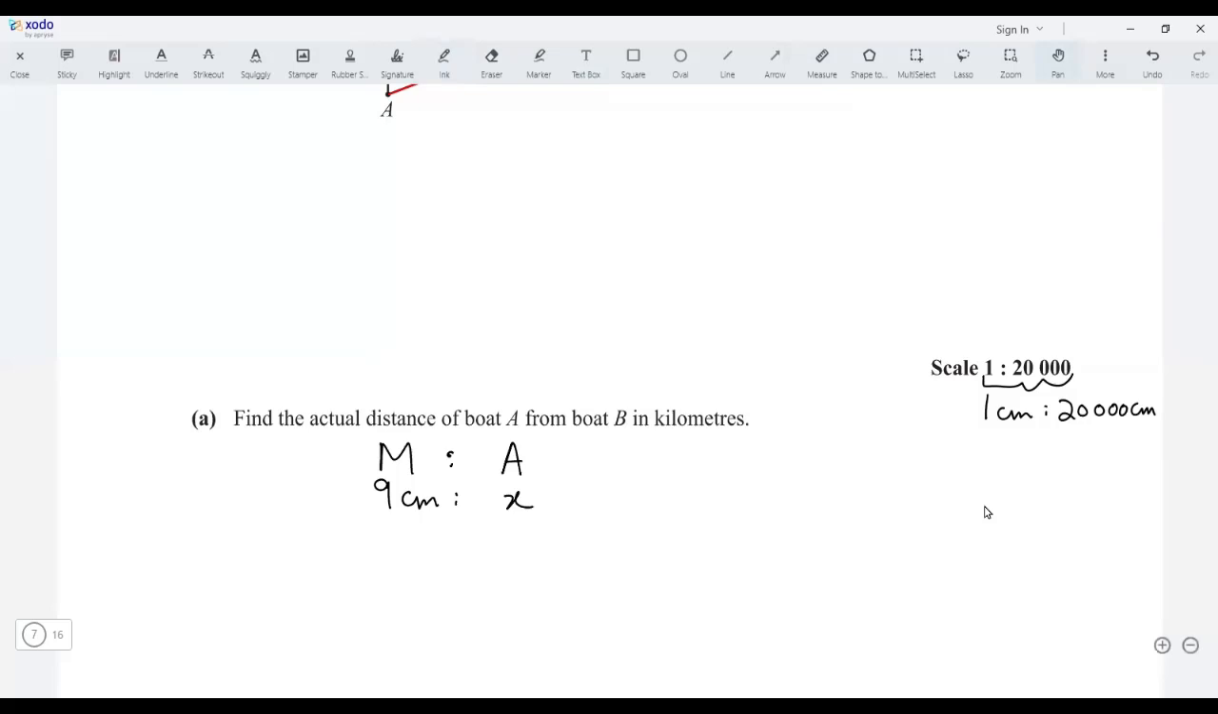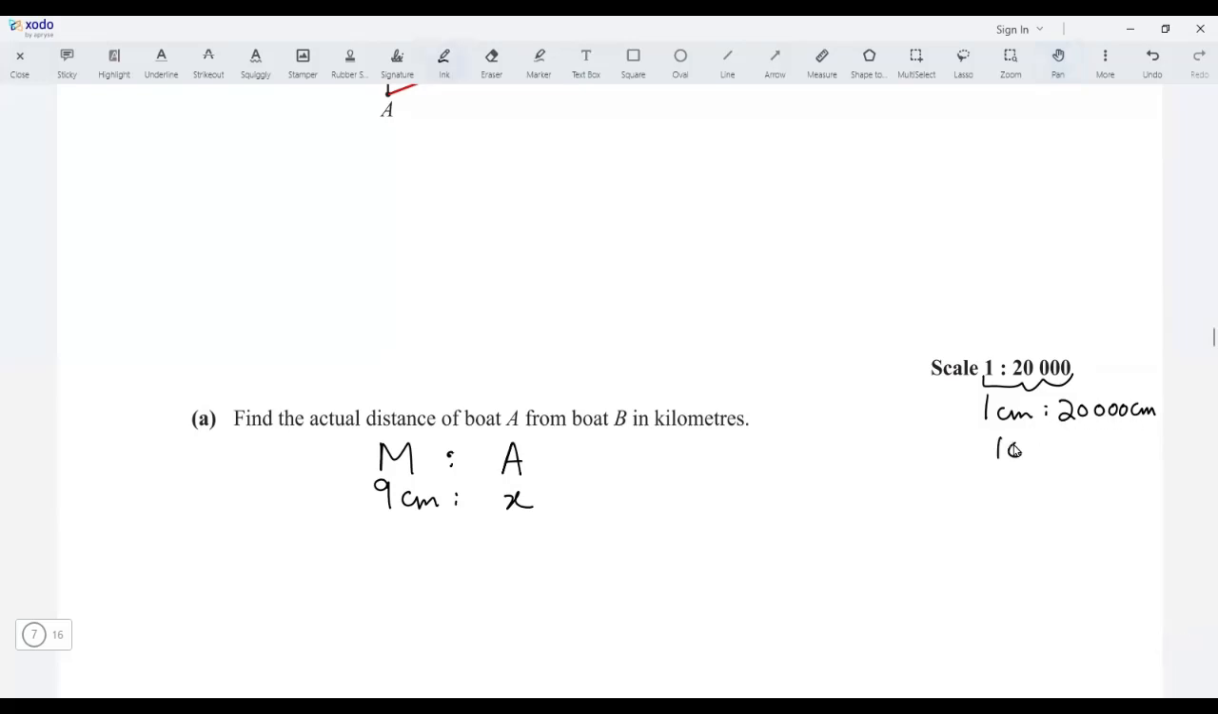So ratios do not have any units. This is the basic concept. If you can't see any kind of units, you have to mention centimeters, relating to the units of the map, not the units of the actual thing. So you have to convert now. We need to convert 20,000 centimeters into kilometers for the actual thing.